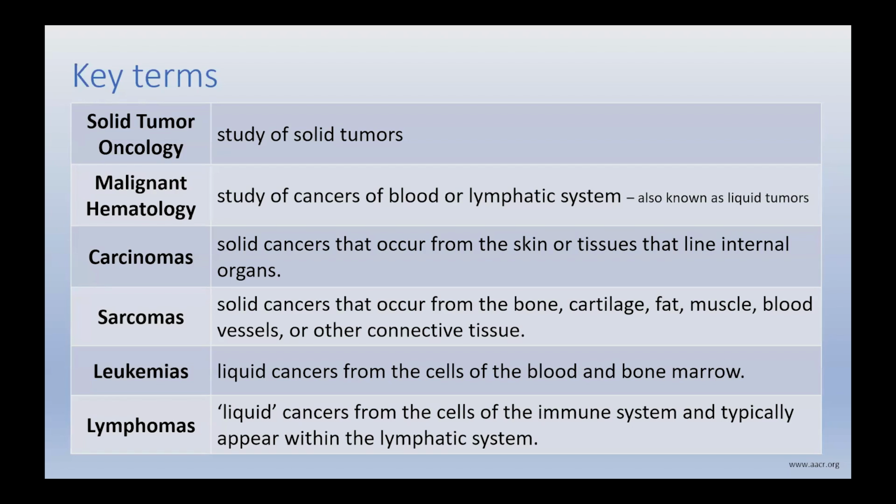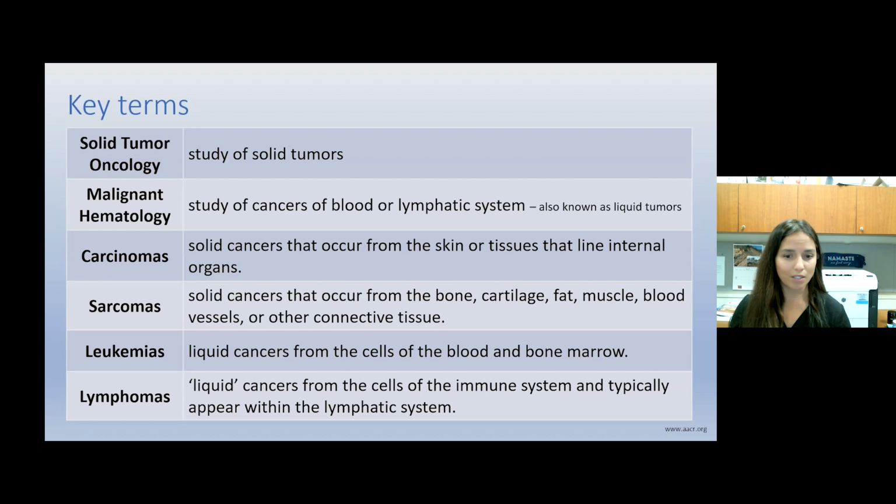Carcinomas are solid cancers that occur from the skin or tissues that line internal organs. Sarcoma are solid cancers that occur from the bone, cartilage, fat, muscle, blood vessels, or other connective tissues. You will hear these different terms as well.